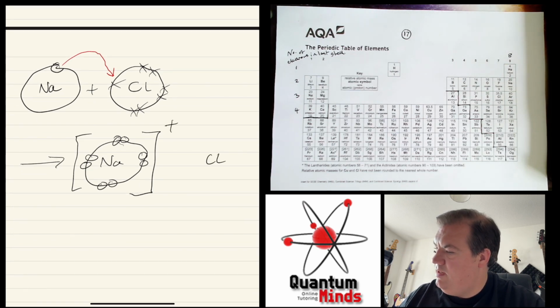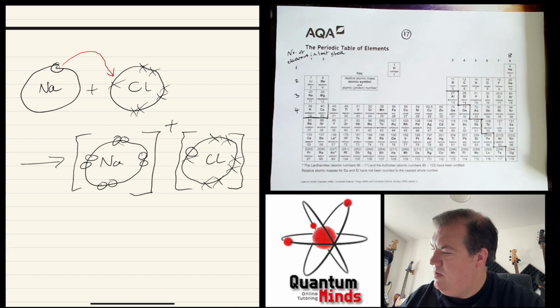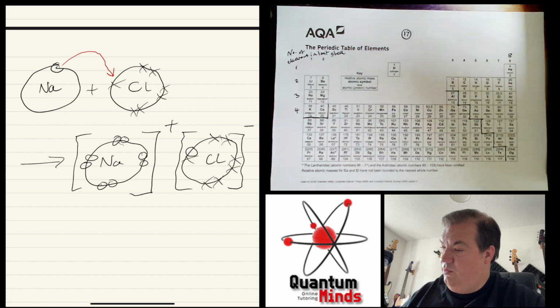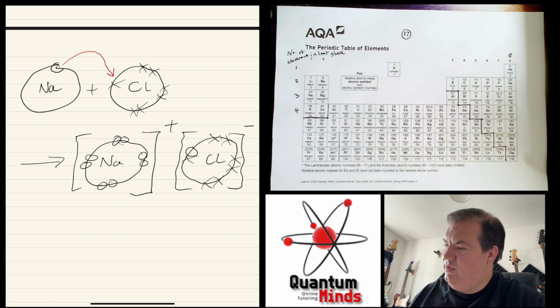And the chloride now has got the 1, 2, 3, 4, 5, 6, 7. And then it's received that electron from the sodium. And now it's got a minus charge. So that tells you what you would have if they bonded. You'd have sodium chloride, and 1 electron would have moved from sodium to chlorine.